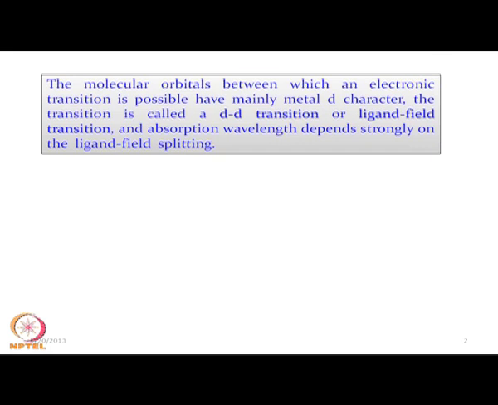And these transitions can also be considered as ligand field transitions, and the absorption wavelength will be dependent strongly on the ligand field splitting. That means, if the delta O or the delta octahedral is known, we find that depending upon the amount of splitting, that means the amount of separation between these two orbitals, the separation between the d-d orbitals will tell us which particular part of the electronic spectrum will have the corresponding absorption, and as a result we see the corresponding complementary color as the solution color or the solid state color of the complex.